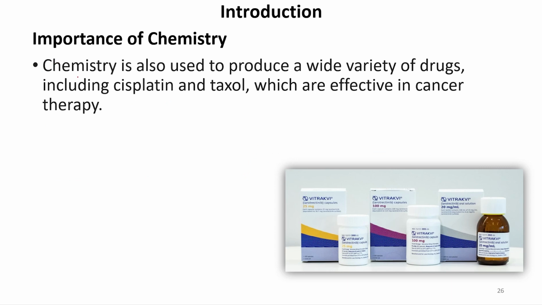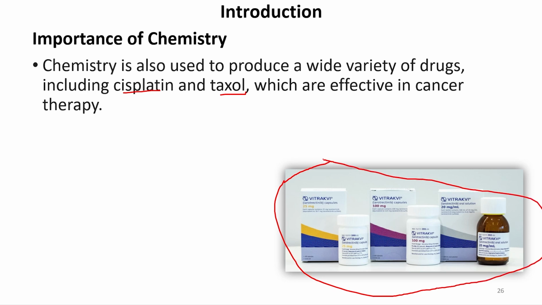chemistry has also been used to develop many drugs, and one of the major issues existing in the world now is cancer. Cancer is being found in one person or another. So chemistry has also developed drugs for that, namely cisplatin and Taxol. One of the recently developed medicines is Vitrakvi. So what is Vitrakvi? To understand that, one should know what cancer is. I will give you a fundamental basic about cancer.